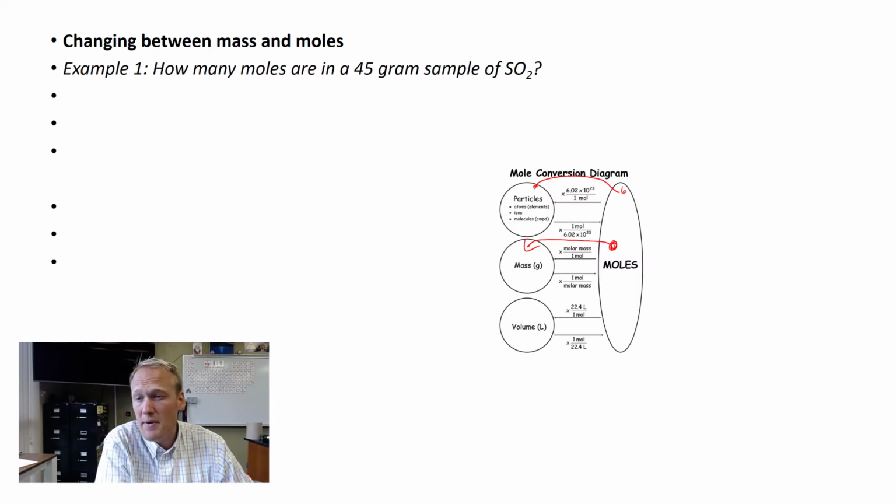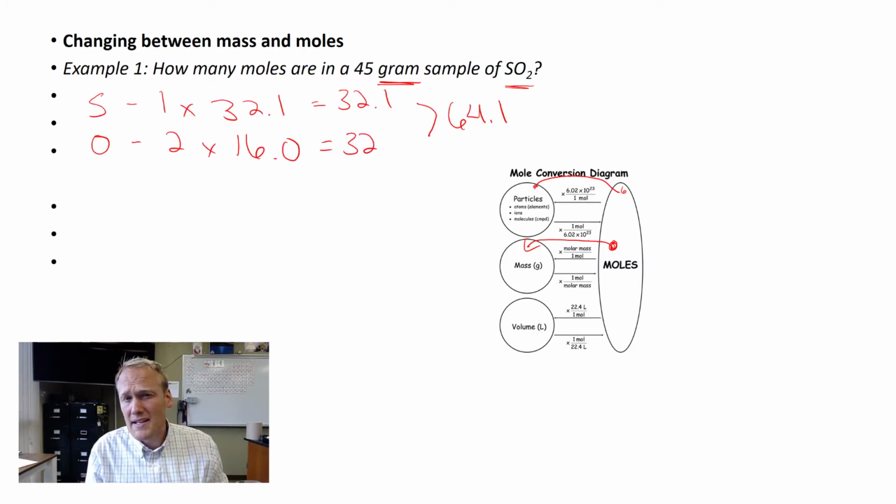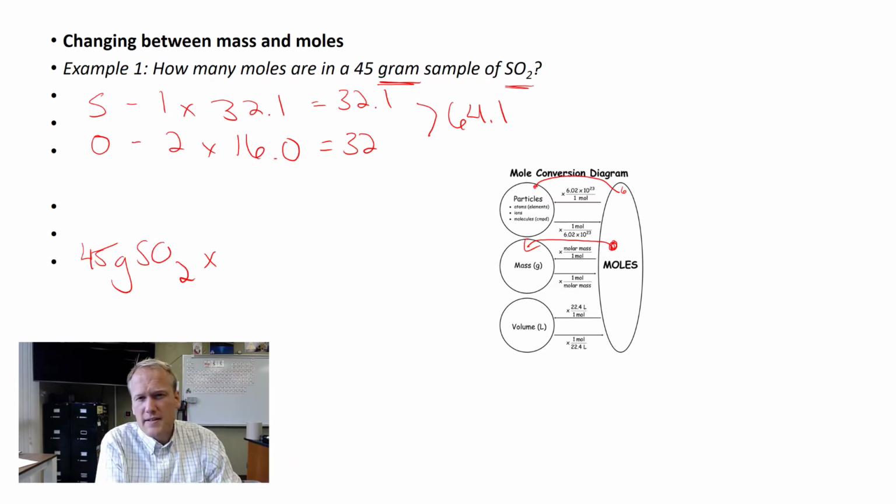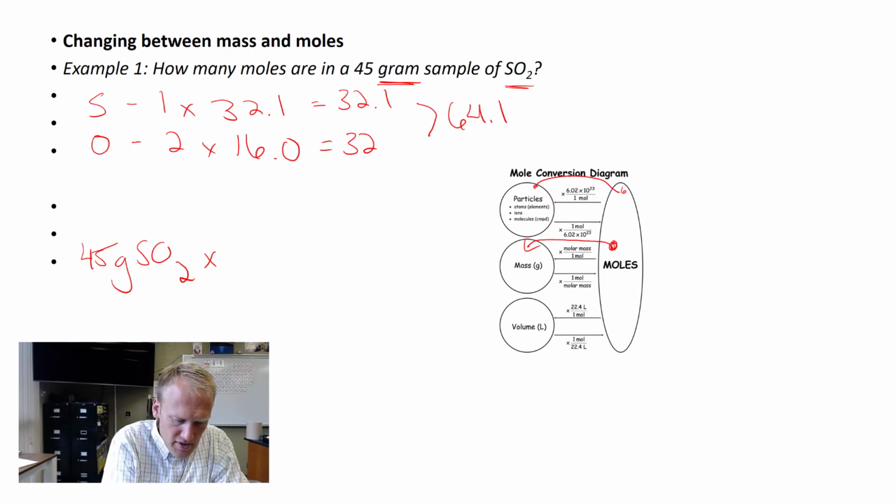This problem says how many moles are in a 45-gram sample of SO2. Since we know we're dealing with grams, we know we're going to need the molar mass of SO2. Let's calculate that first. We can see that the molar mass of SO2 is 64.1. Now we're going to start our dimensional analysis problem with 45 grams. Since grams is the known unit, grams is going to go on the bottom and moles is going to go on the top. And I know that 1 mole should equal the molar mass in grams of this substance, 64.1.